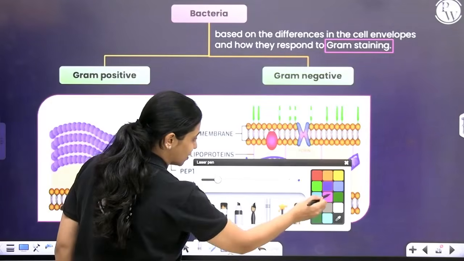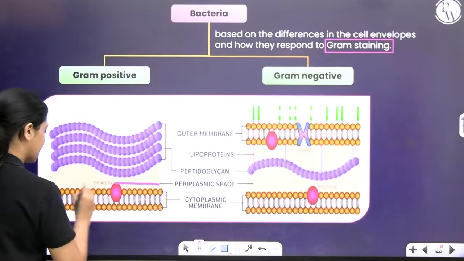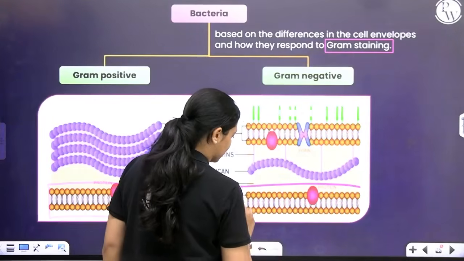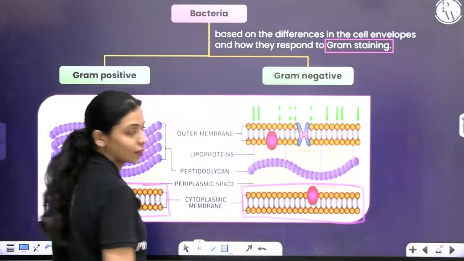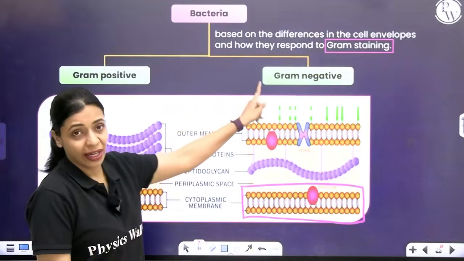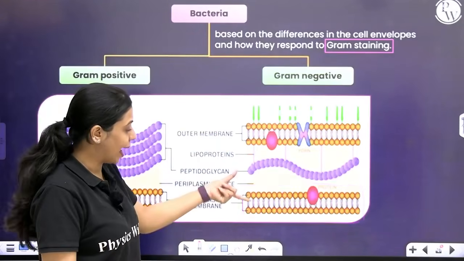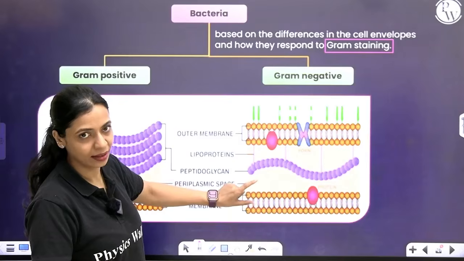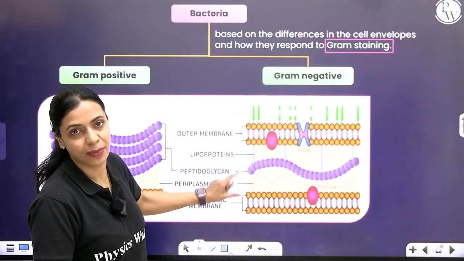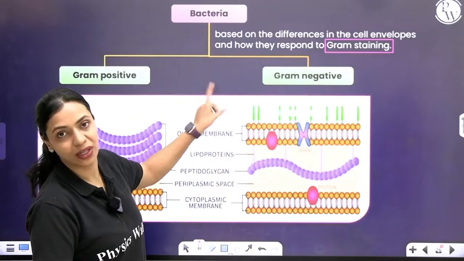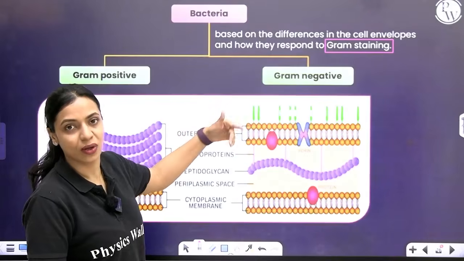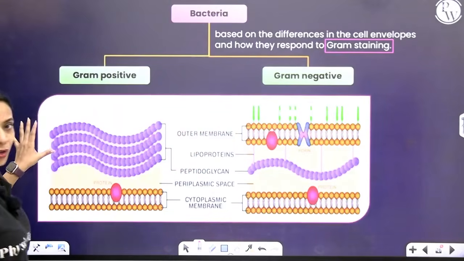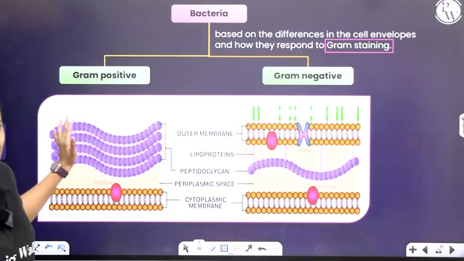And look at the cell membrane. It is common in both. There is no difference here. In gram-negative bacteria, in addition to the plasma membrane inside the peptidoglycan layer, you will have a plasma membrane-like structure outside the peptidoglycan layer as well, and that is called the outer membrane. This outer membrane you do not have in gram-positive bacteria. So that's the difference.